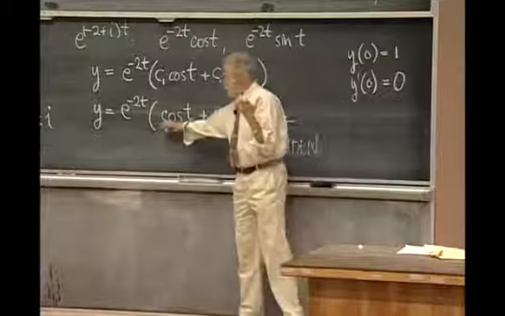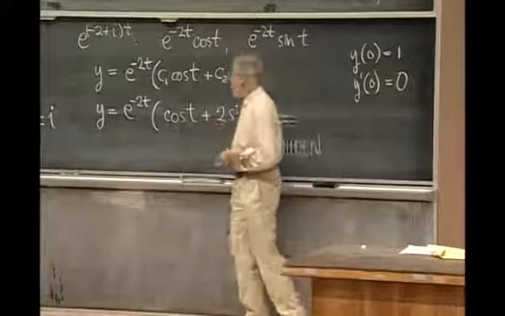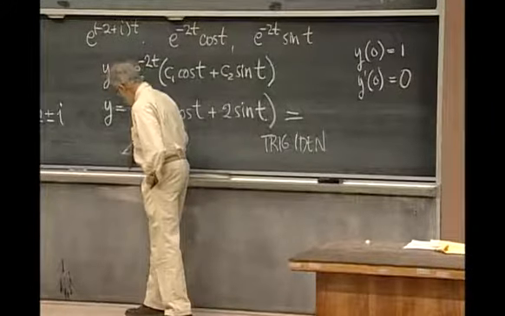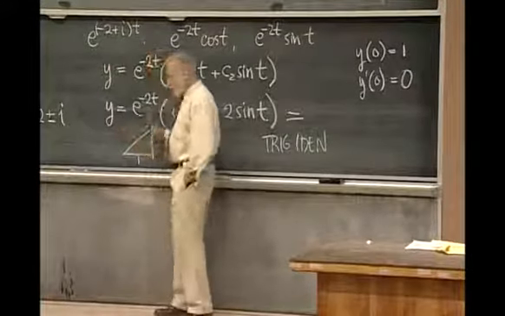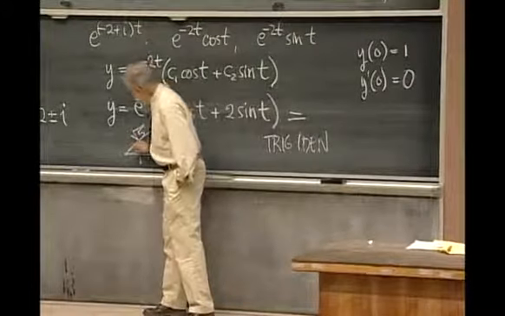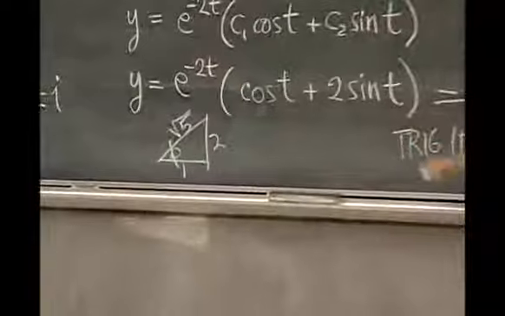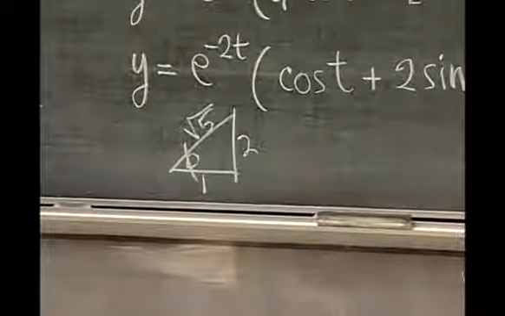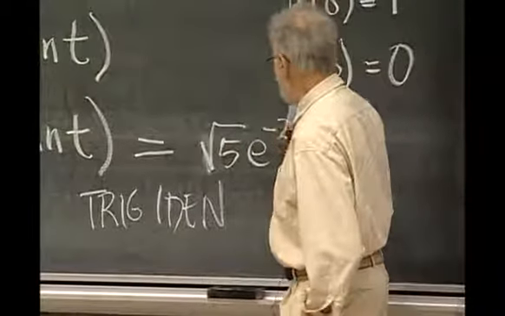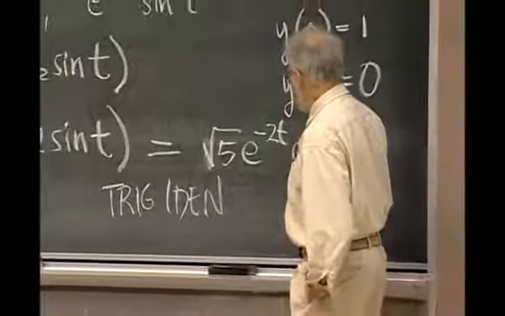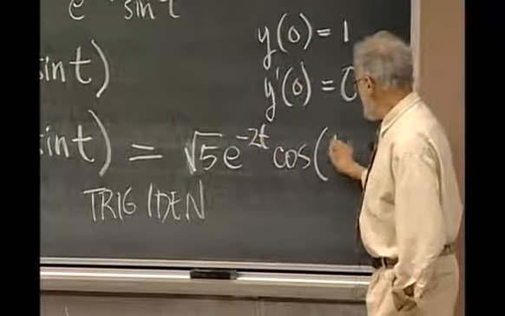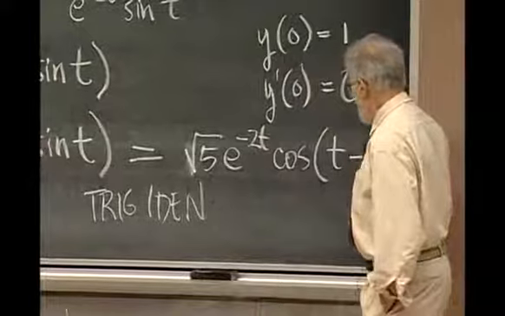It's the square root of 1 plus 2 squared. Remember, it depends on looking at that little triangle, which is 1, 2, this is a different scale than that. And here is the square root of 5, right? And here is phi, the phase lag. So it's equal to the square root of 5 times e to the negative 2t. And the stuff inside is the cosine of, the frequency is 1. Circular frequency is 1, so it's t minus phi, where phi is this angle.